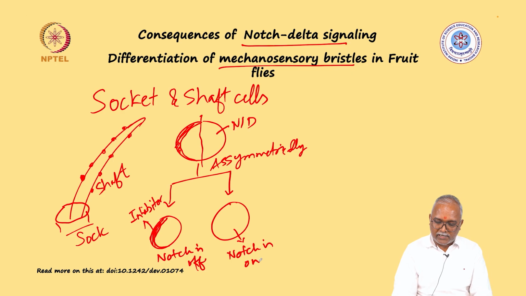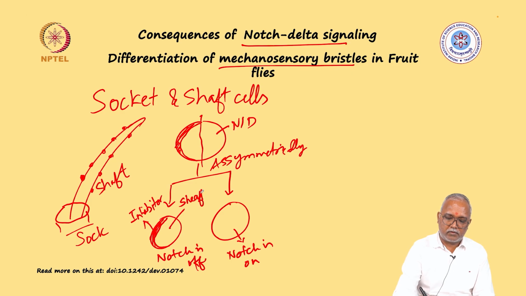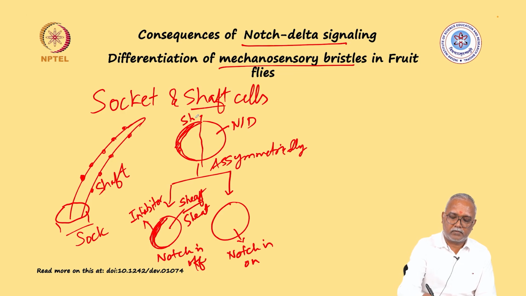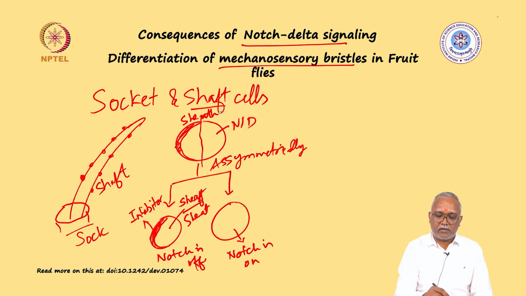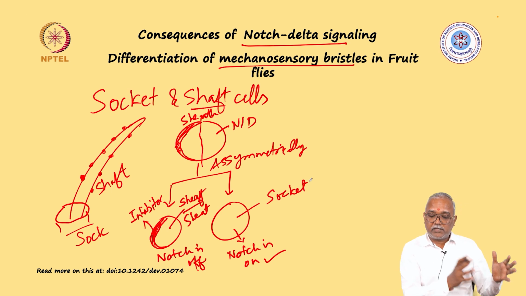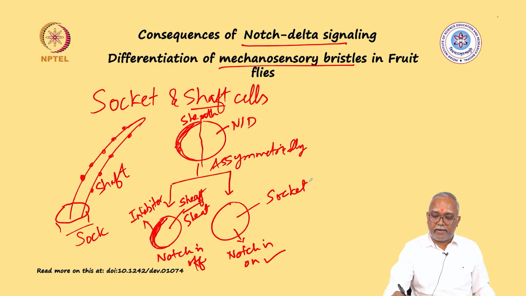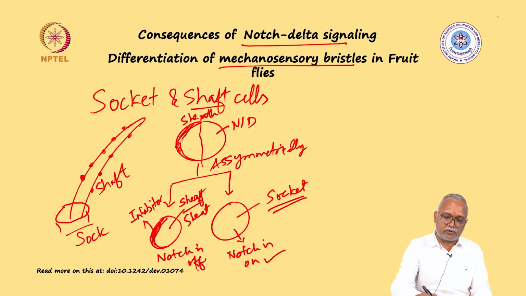The cells which show Notch signaling off become shaft or sheath cells. But the ones with Notch signaling on become the socket cell. So what you understood is that the signaling going on in one cell makes it a socket cell, and the one where signaling does not go on becomes the sheath or shaft cell. And that is by virtue of the presence of this inhibitory molecule in only one of the cells.